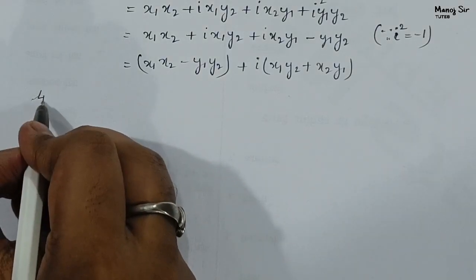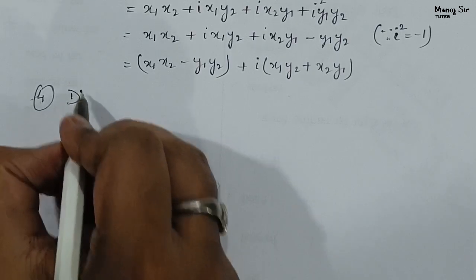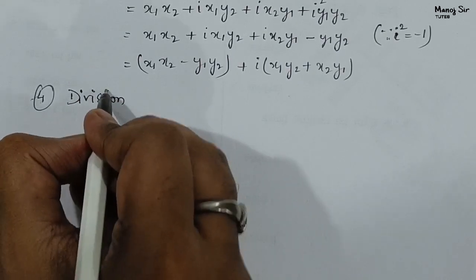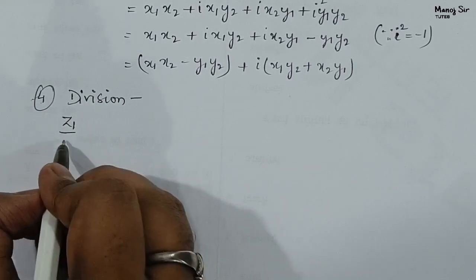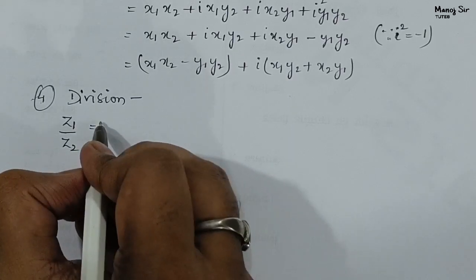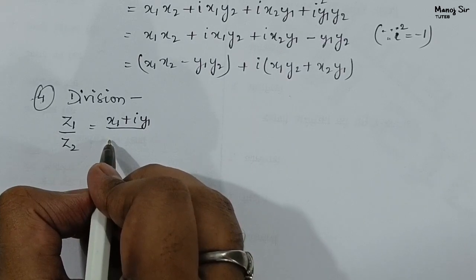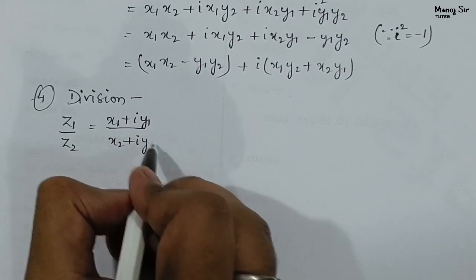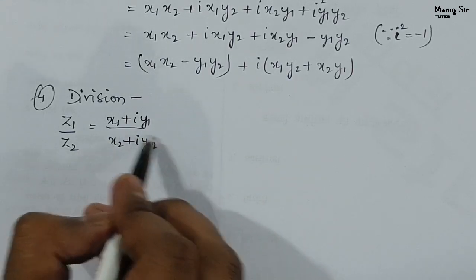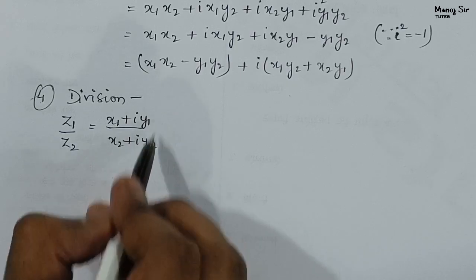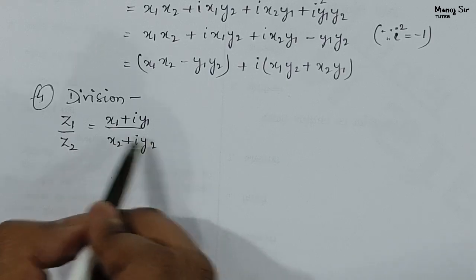So coming to the fourth algebra of complex numbers, that is division. Here we are finding z1 upon z2. What is z1? That is x1 plus I times y1 upon x2 plus I times y2. In such a case, we need to look at the denominator part, and we have to multiply numerator and denominator with the conjugate of this denominator.